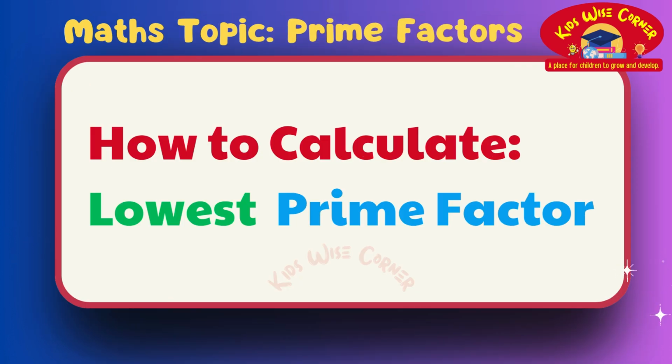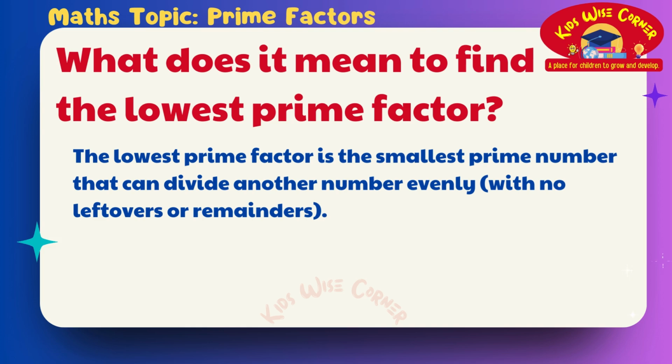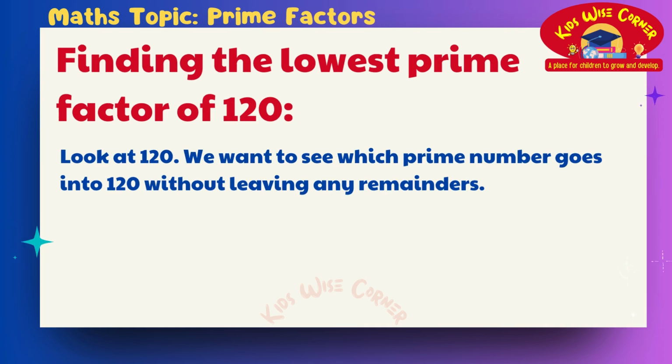Now, let's explore how we can find the prime factors of a number. What does it mean to find the lowest prime factor? The lowest prime factor of a number is the smallest prime number that divides the number without leaving a remainder. Let's find the lowest prime factor of 120.